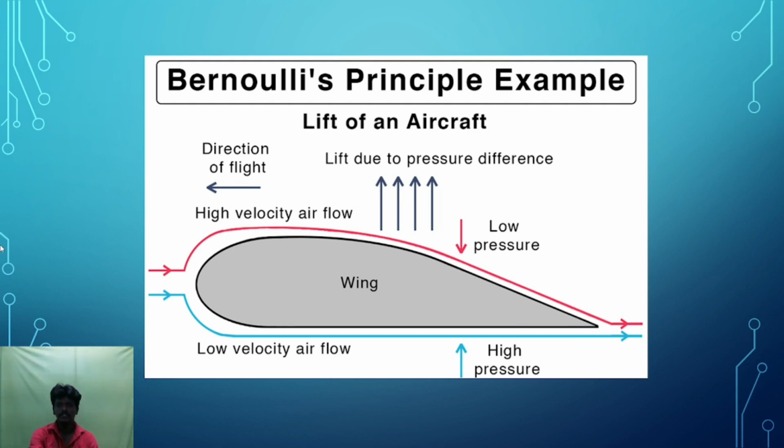Then how does the aircraft generate lift in the air? This is the leading edge. This is the trailing edge. The relative wind strikes the airfoil. There is low velocity airflow under the airfoil and high velocity airflow over the airfoil. The red lines show the low pressure area. The blue lines show the high pressure area. This arrow marks the direction of flight. The lift is due to the pressure difference. Due to the pressure difference, the lift will be generated.